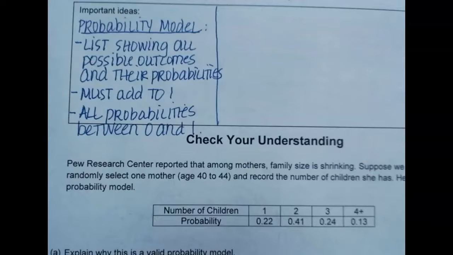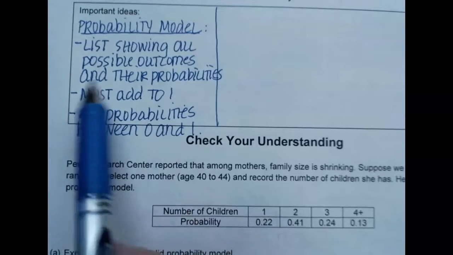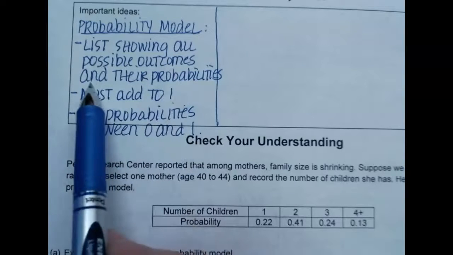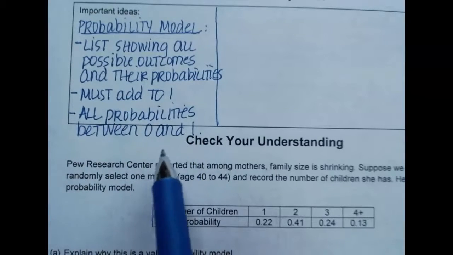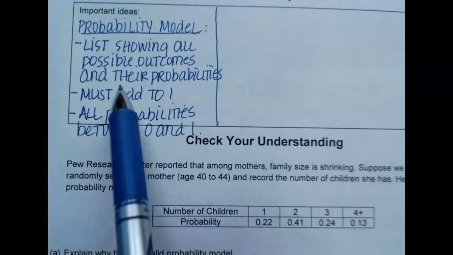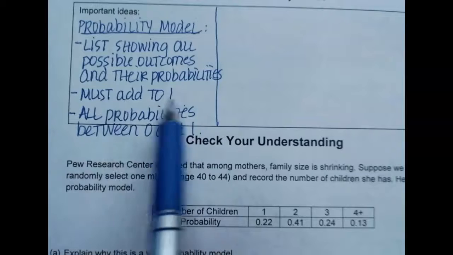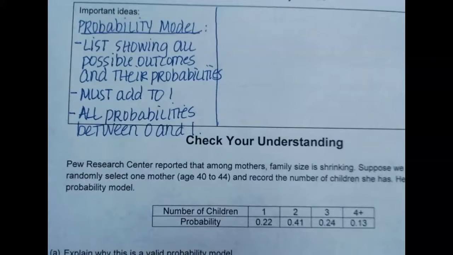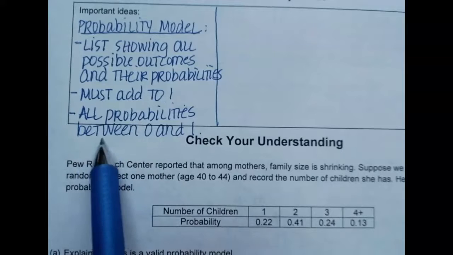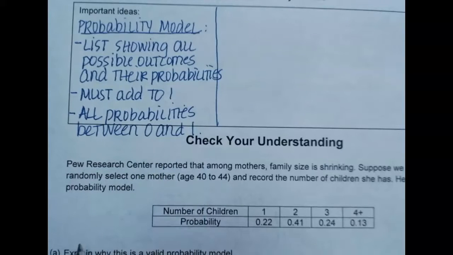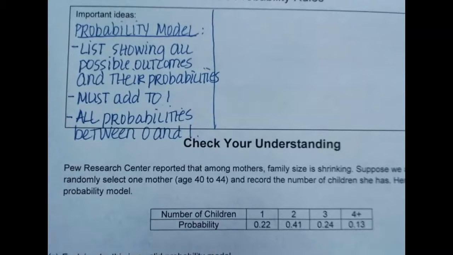The first takeaway I want you to have is a probability model. On the front, we did a sample space, not a probability model, because a probability model will show all possible outcomes and their probabilities. We only showed the outcomes, so it's a sample space on the front. Your probability model must add to 1. So when you add up all the probabilities, it must equal 1. And all of your probabilities have to be between 0 and 1. I have seen multiple choice questions that will have negative probabilities, so it will still add to 1 when you add up your probabilities, but one of the probabilities is negative, and that is not a valid probability model. You cannot have negative probability.